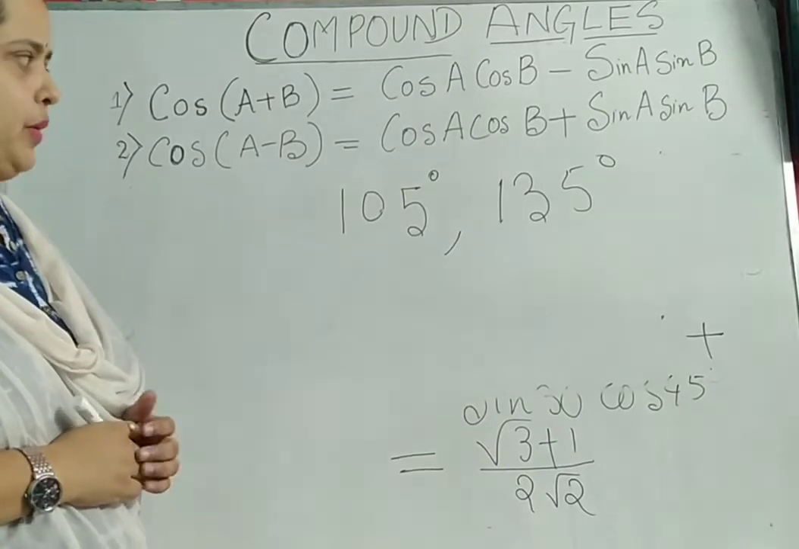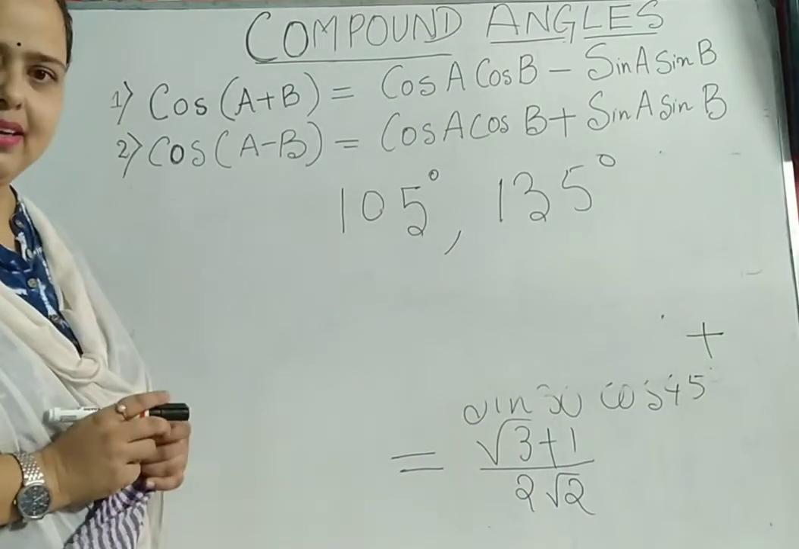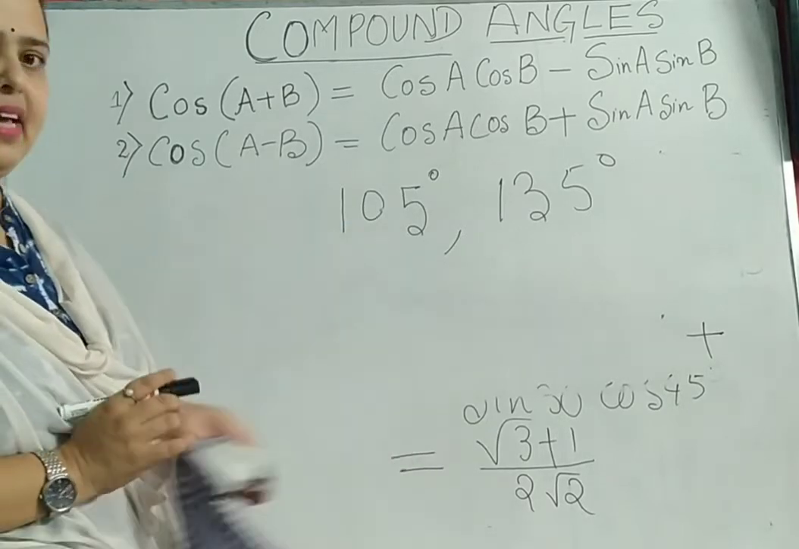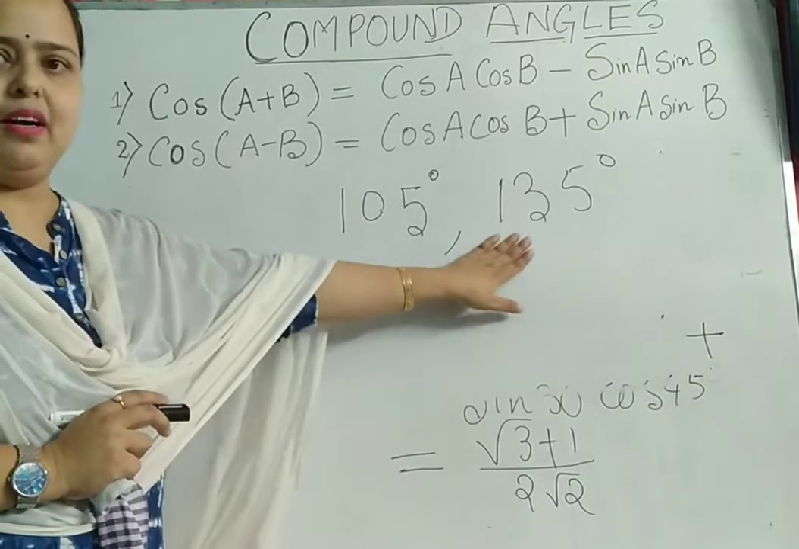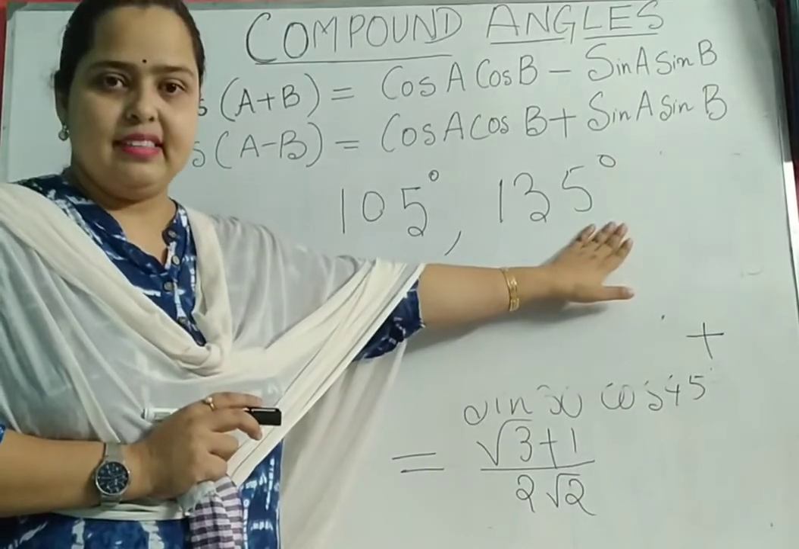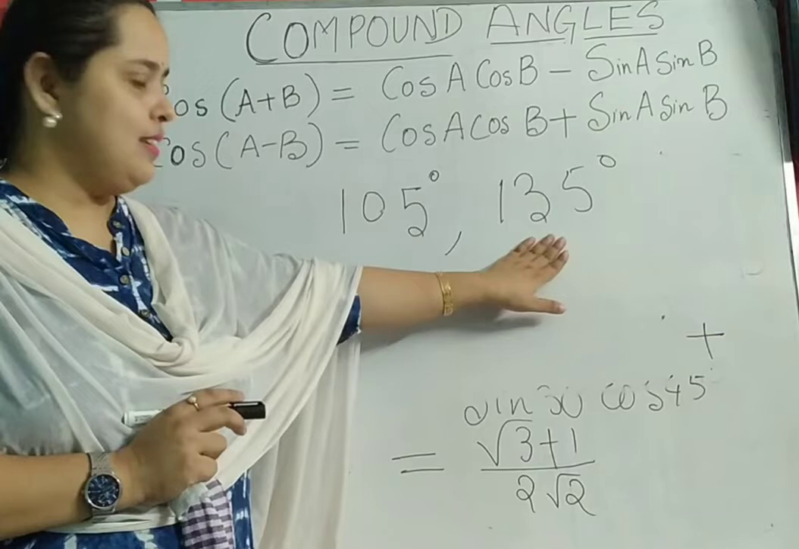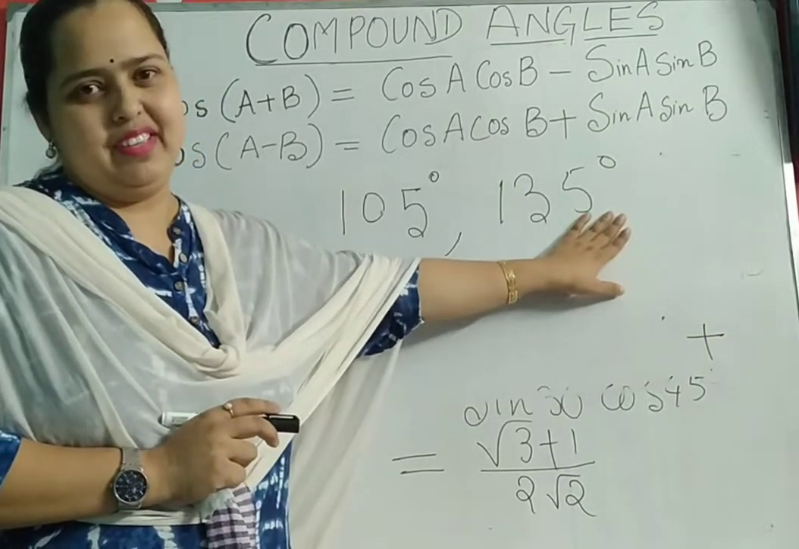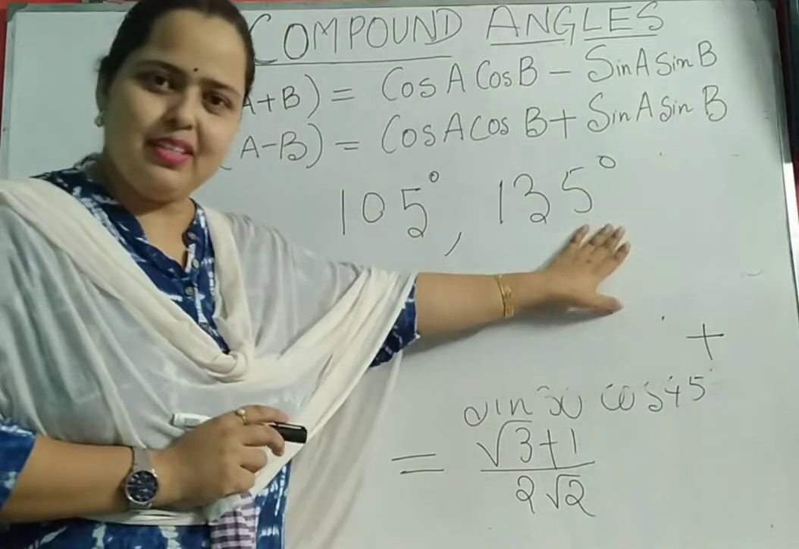Guess what you will be doing to find out these angles. It can be done with 90 plus 15 or something else also. Or it can be done with 135 degree. That is what? 90 plus 45 degree. Okay, children?